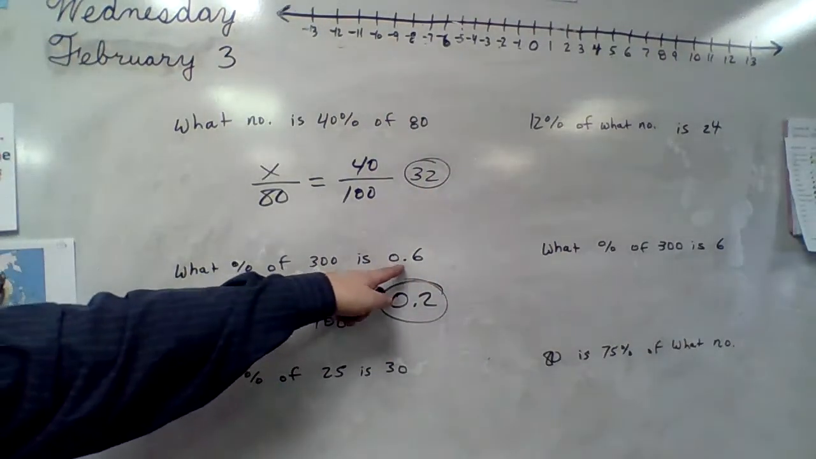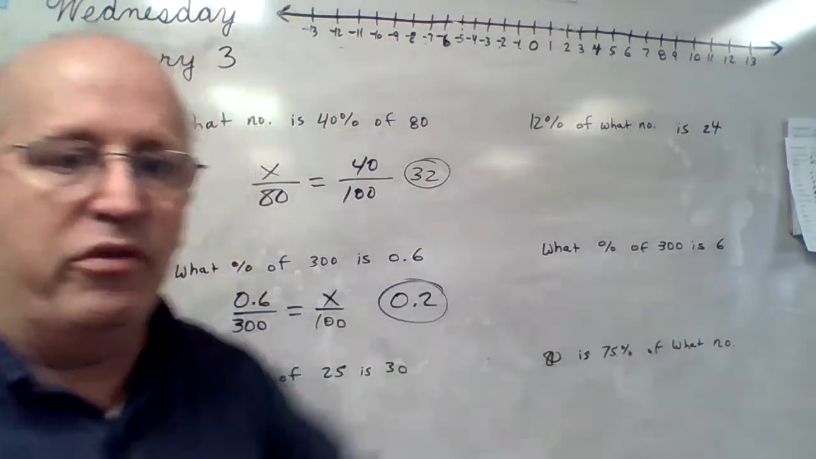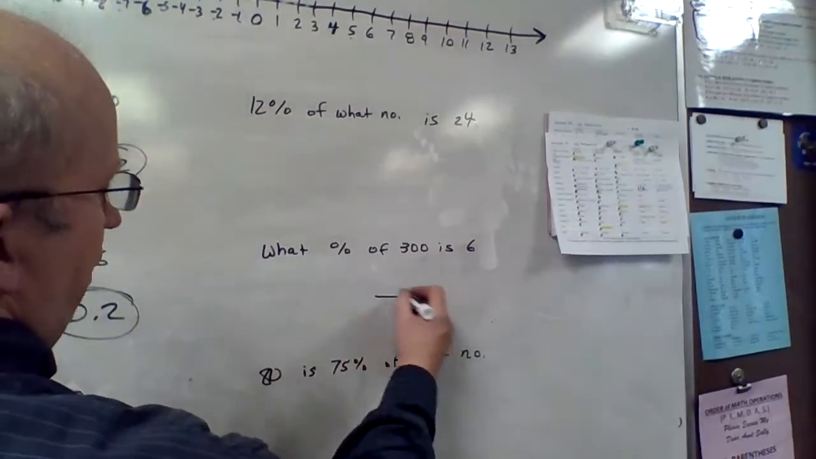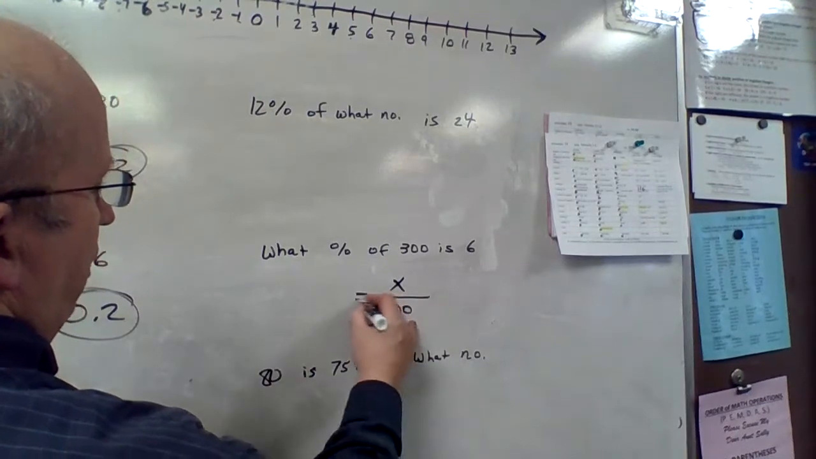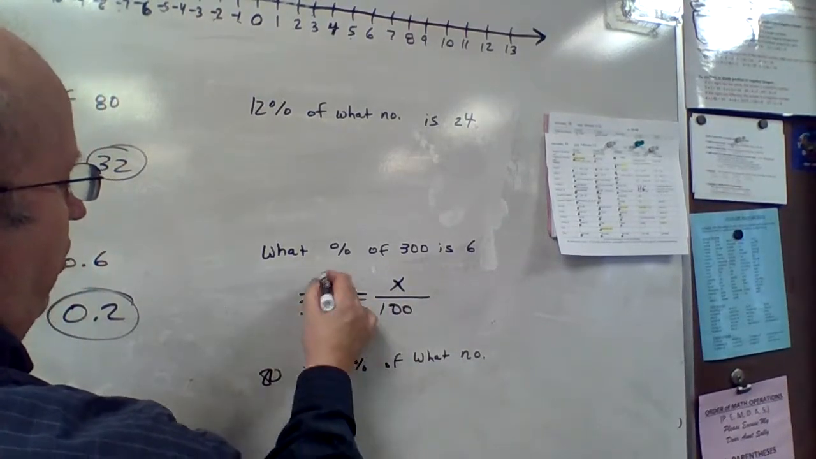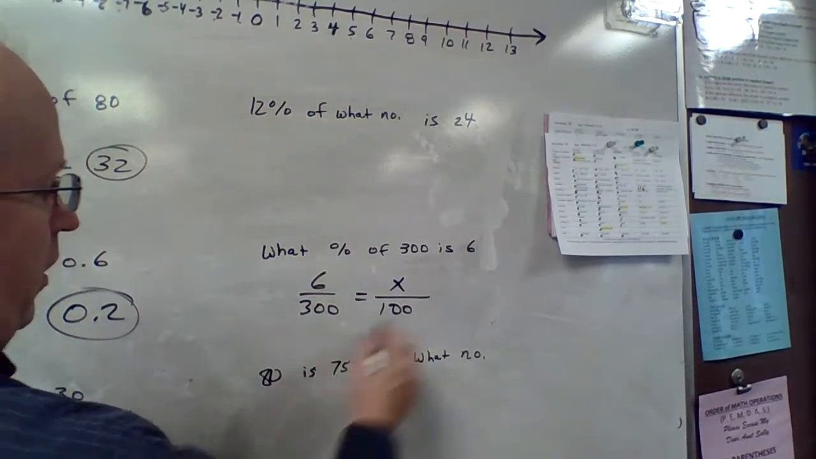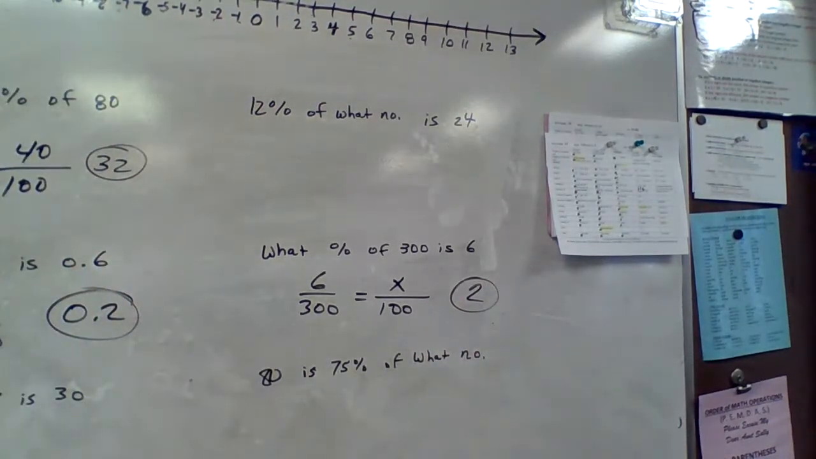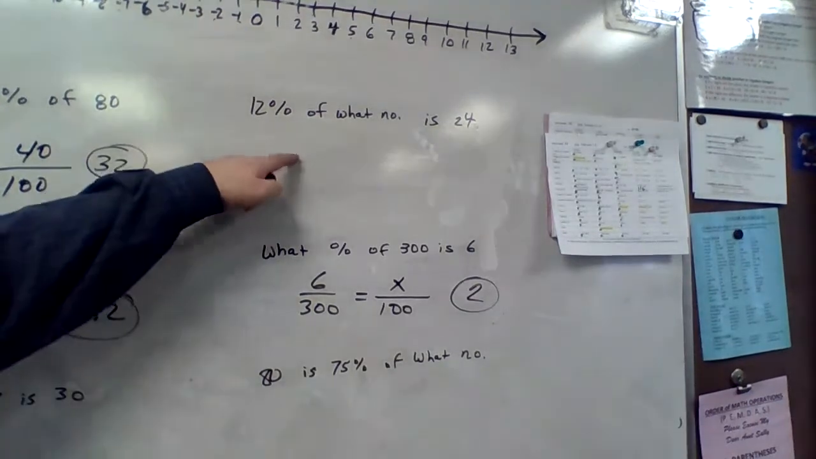Okay, just for the fun of it, let's look at this problem, which is very similar to this problem, but instead of 0.6, it has the number 6. So let's see how that one works out. It's the same basic problem, x over 100 equals 6 over 300. And in this case, x is going to equal 2.